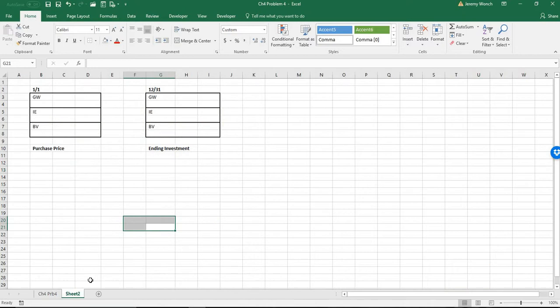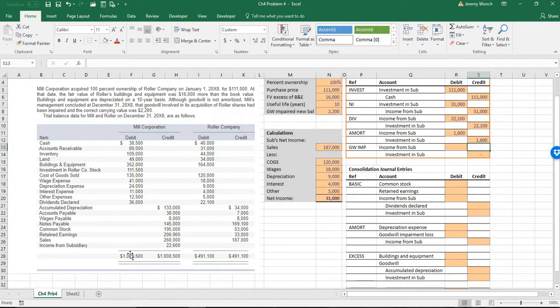So let's jump over and do our little boxes where we have our beginning value and our ending value. We'll start by putting in what we bought it for, and then we're going to allocate this $111,000 between our book value, our excess, and our goodwill. And the book value, let's go back over here, is just the sum of the equity. They have common stock at 53, retained earnings at 33.